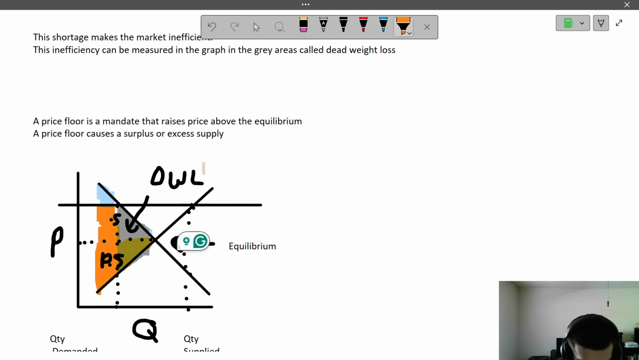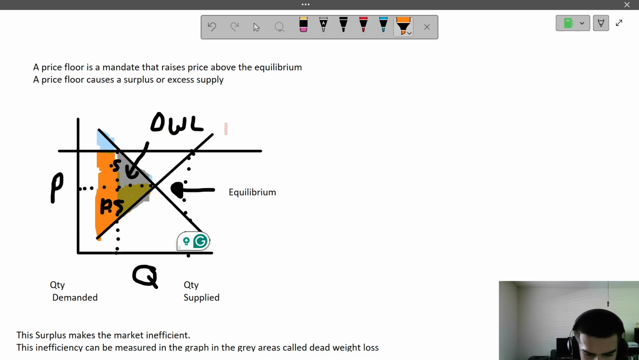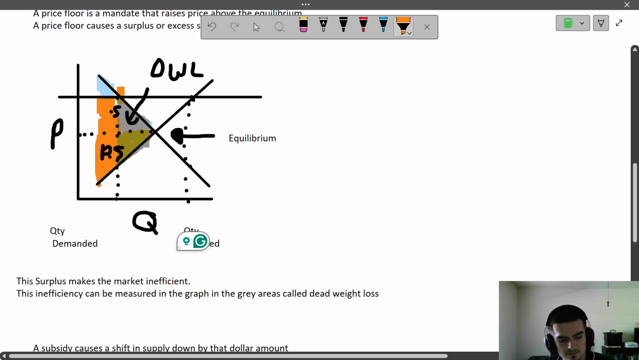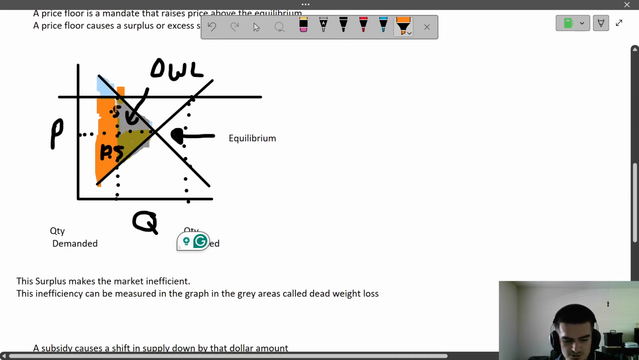A price floor is a mandate that raises a price above equilibrium, and a price floor causes a surplus or excess supply. So this many people want to buy stuff, and there's this much being supplied. So we have more supply than demand. So we have more of this thing than people want. So they're only able to sell a little amount at that price because not as many people want to buy it. And that area, gray area, is deadweight loss. We can calculate deadweight loss the same way we calculate consumer and producer surplus, with the area of a triangle.